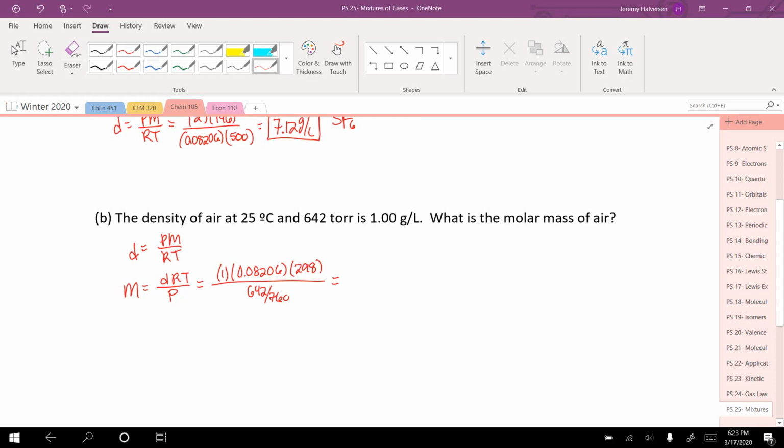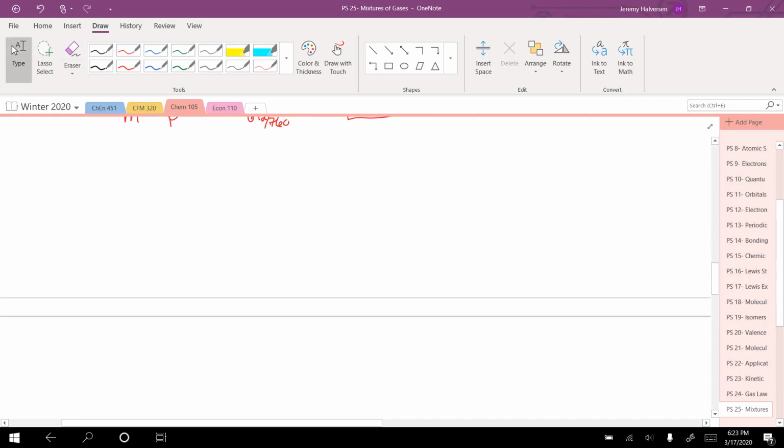And I get a molar mass of air of about 28.9 grams per mole. Which makes sense, right? We know that air is a lot of nitrogen. Nitrogen's molar mass is 28. Some oxygen, which has a molar mass of 32. So in between those two makes sense.